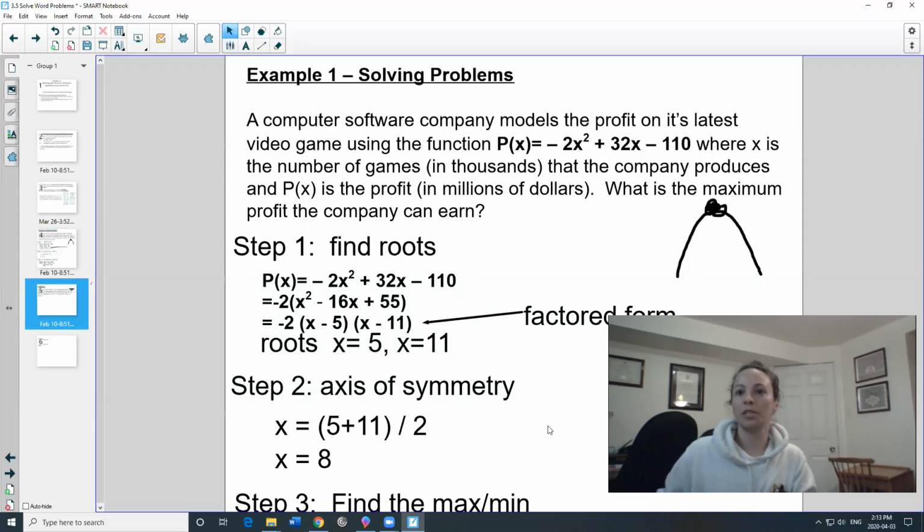Okay, let's look at our next equation, or our next example. There we go.